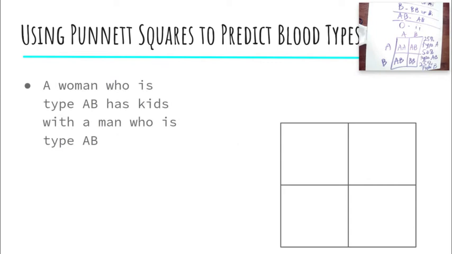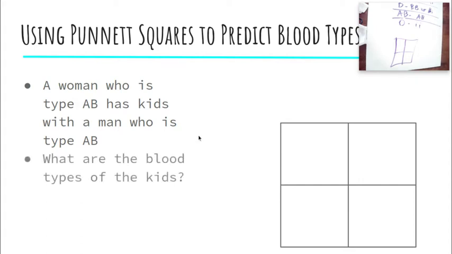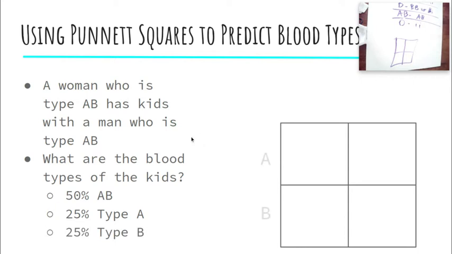One more problem here. If you have the little chart that I have for you, that will help you figure out the genotypes pretty quick. A woman who is type AB has kids with a man who is type AB. Didn't we just do this? Yeah, we did. Is it on there twice? Sorry.